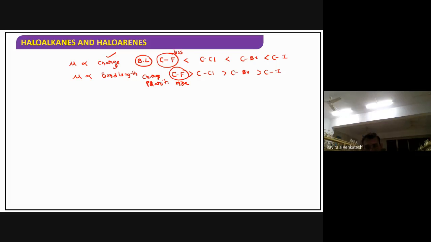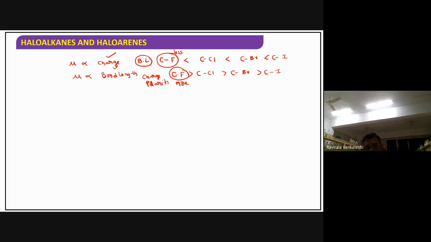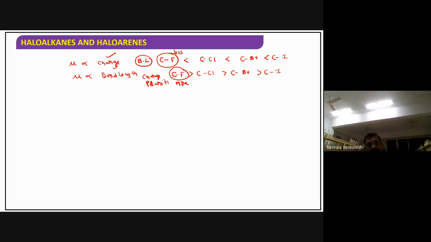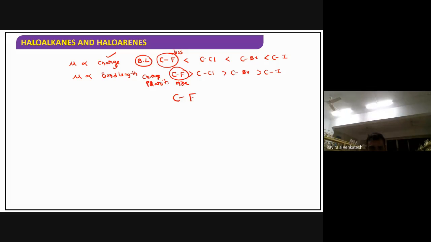Okay, whichever is having more polarity, that will have more charge, that will have more dipole moment. Correct? Now tell me, according to the charge, according to the polarity, which will have more dipole moment? C-I, or C-F? Which is having more charge? C-F, sir. C-F is having more charge or more polarity, right?